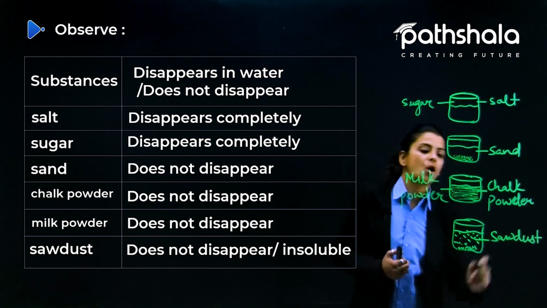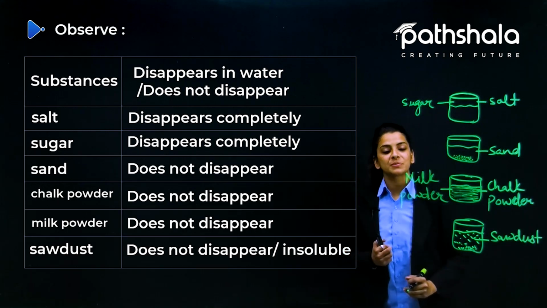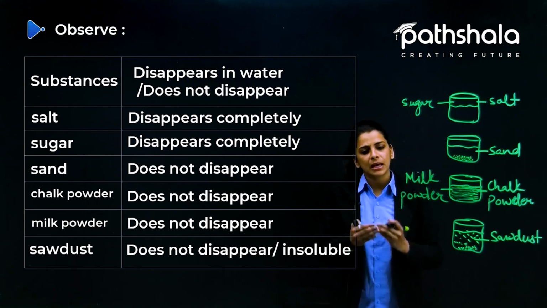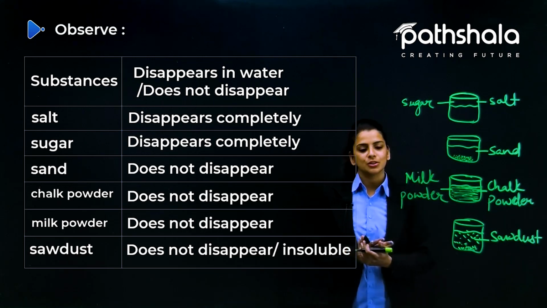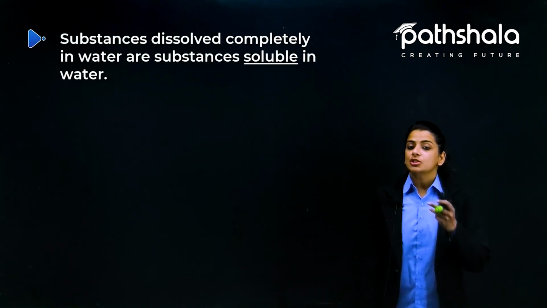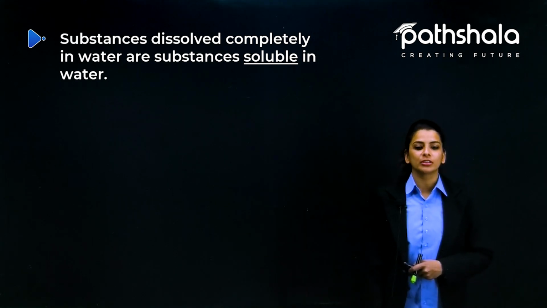So these were the observations. They show us about the properties of substances, whether they are insoluble or not, and if we can prepare any solution with them for our own use. So we have some conclusions after the observations that we just saw: substances that dissolve completely in water are soluble in water.